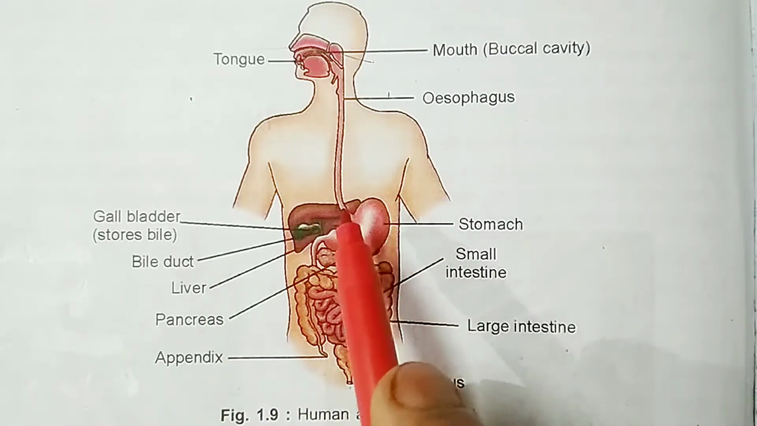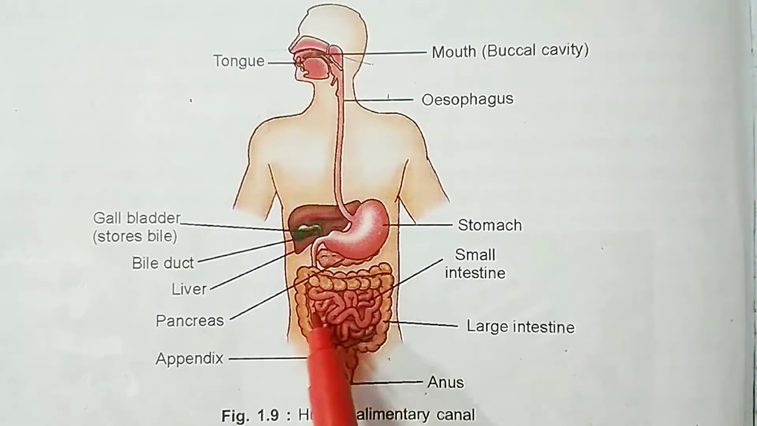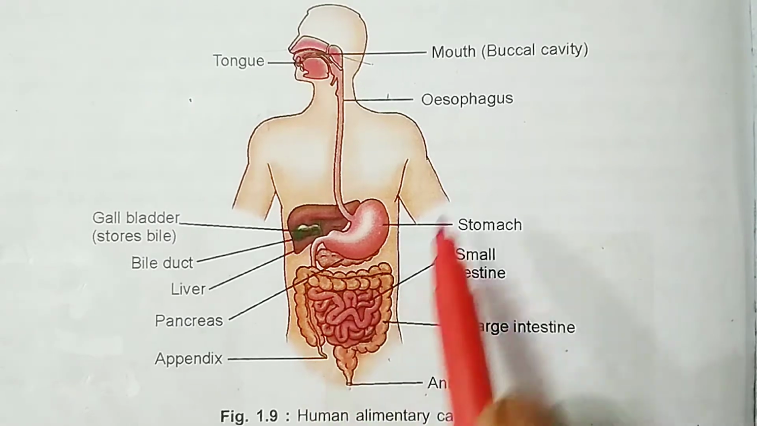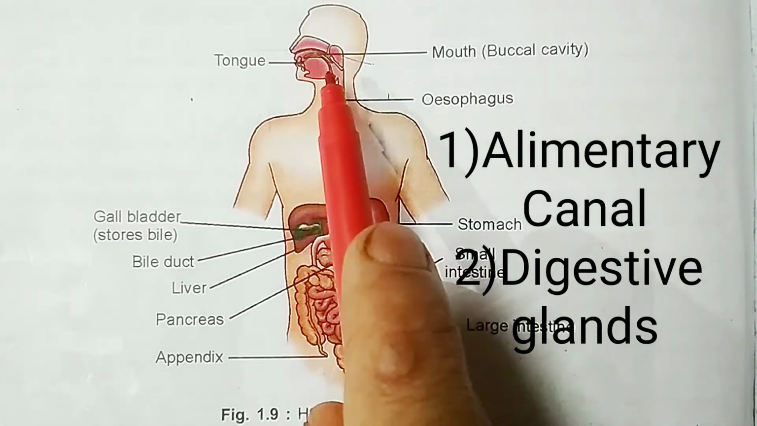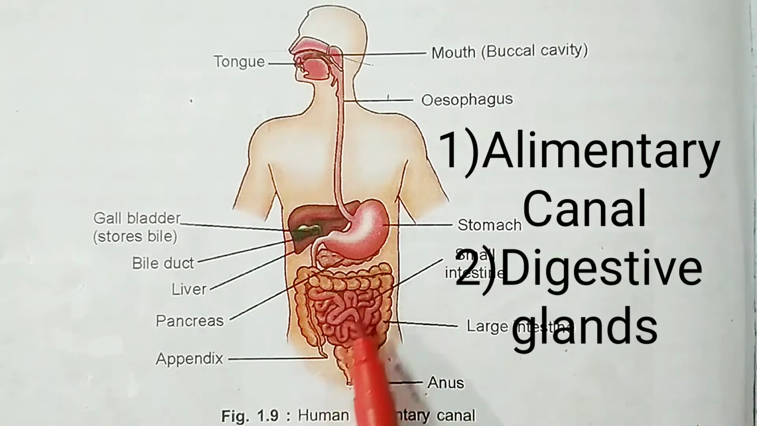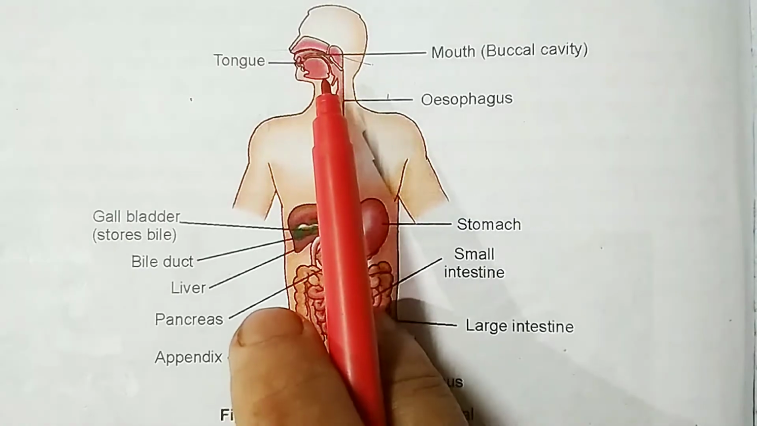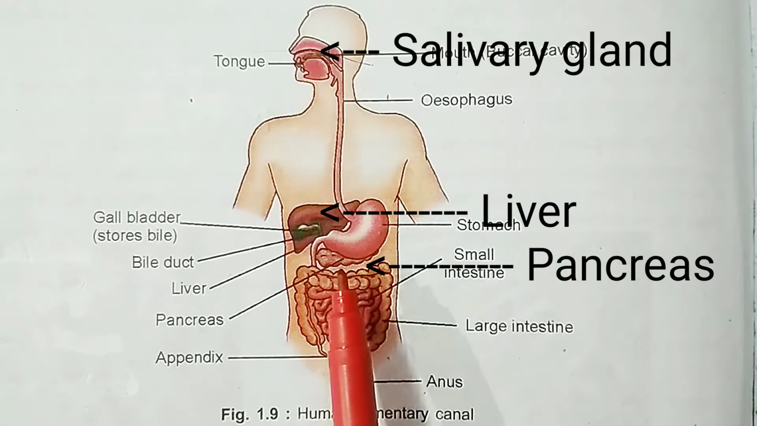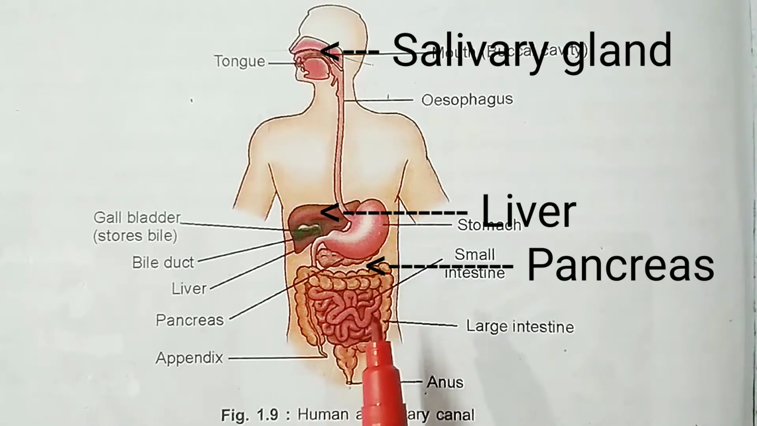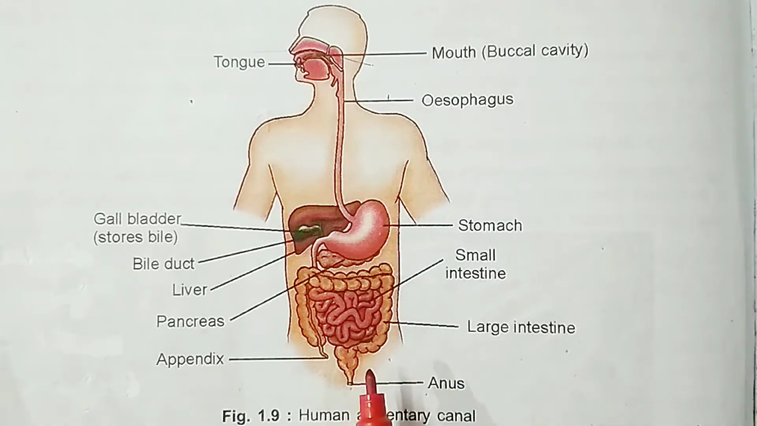This digestive system actually breaks the food, whatever we consume, into smaller components so that it can be easily absorbed, and then blood transports them to different parts of the body. And in the human digestive system, there are two main parts. One is the alimentary canal, which starts from mouth up to anus, and the second part is the digestive glands. Here salivary gland is there, here liver is there, pancreas is there. These are called digestive glands. So in the human digestive system, two things we have to consider. One is the alimentary canal and another one is the associated digestive glands.